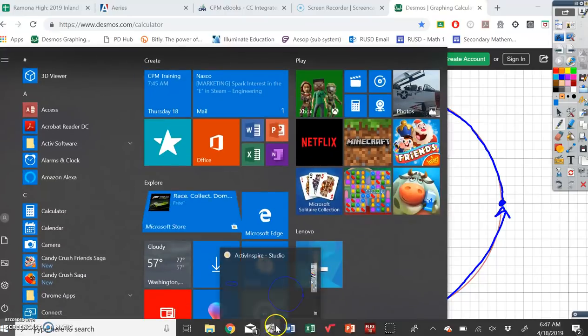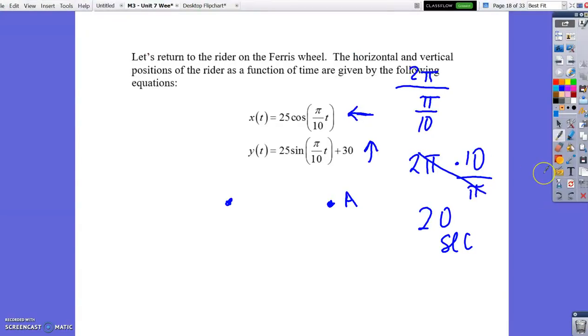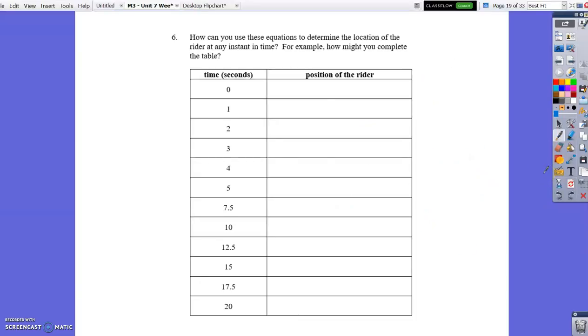So as we head back to our other stuff, what was going to happen? So we know that we're following a Ferris wheel going around and around in a circle, and so that makes sense that it would create a circle.